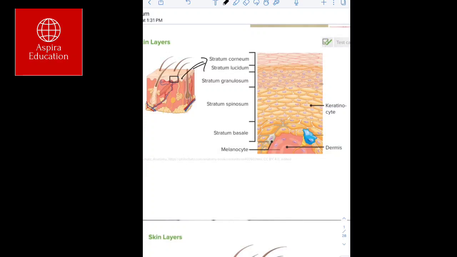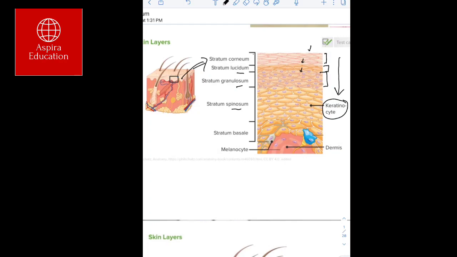From outside to inside, the layers must be remembered because they will ask you this. We have the stratum corneum, the outermost layer, and after that the stratum lucidum, then the stratum granulosum, and you can see the look of the cells changing. Then we have the stratum spinosum, which contains cells called keratinocytes. At the end, we have the stratum basale. You can see the cells becoming more and more globular as they pass from outside to inside.